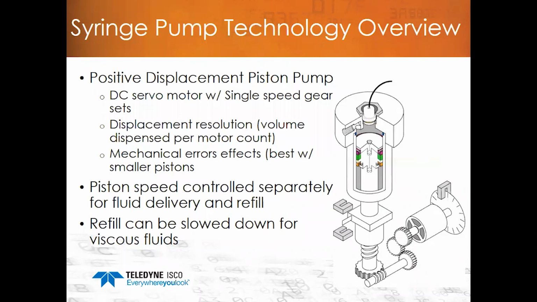Displacement resolution is the volume dispensed per motor count. That is, this is the volume displaced by the piston as it moves from tach count to tach count. Pumps with smaller pistons will dispense less fluid per count and thereby have lower displacement numbers, and therefore they have better flow performance. Mechanical errors affect things such as gear imperfections, which can be lessened with smaller pistons. The piston speed can be controlled separately for refill or delivery. The refill, therefore, can be slowed down for viscous fluids.